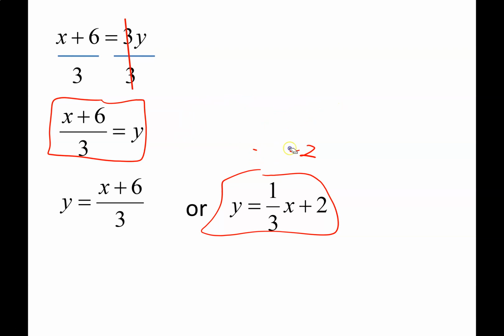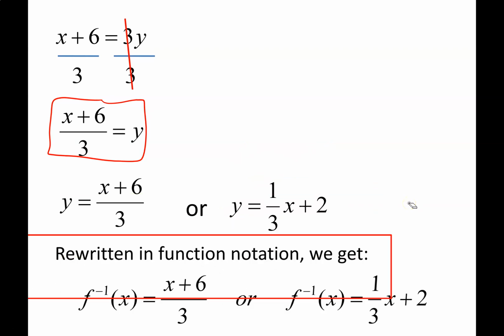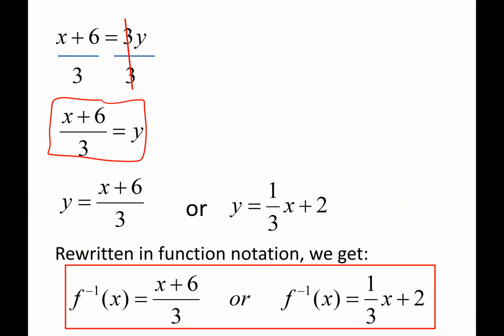Now, we're not done in that. I don't want you to leave your answer as y. I want you to do this. Since we started off with f of x equaling, you know how you changed f of x to y? Well, now I'm going to change the y back to f inverse.